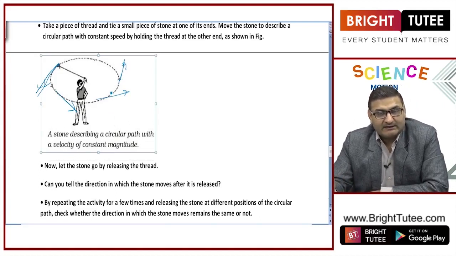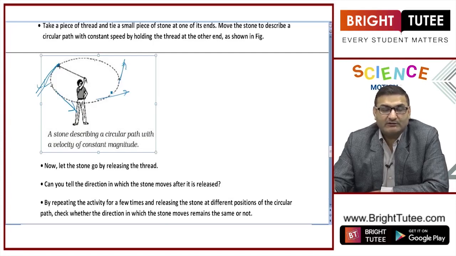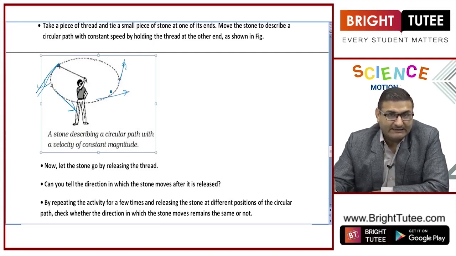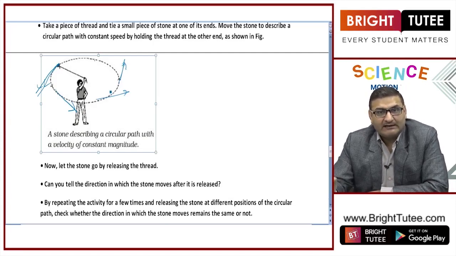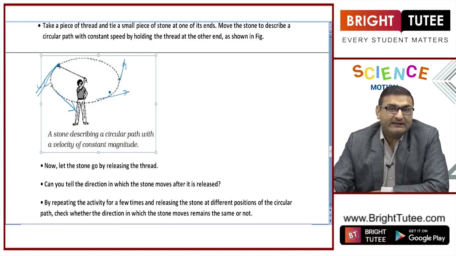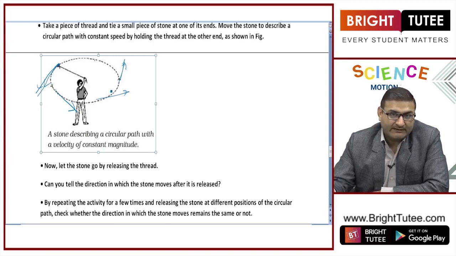So, we can relate that it is always a tangent to that particular point where this stone is moving. Fine. So, an object, whenever it is in a circular motion, then at any point on that path, the motion of that object will be a tangent to that particular circular path. Got it?